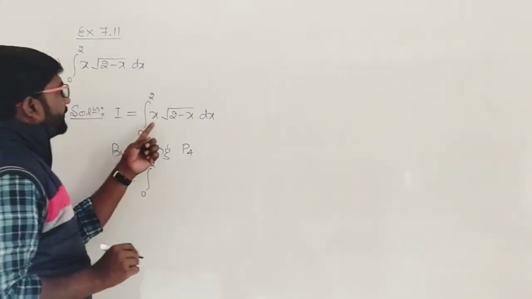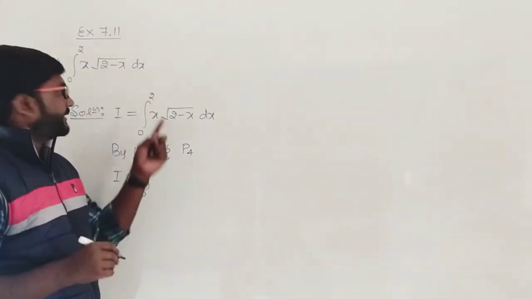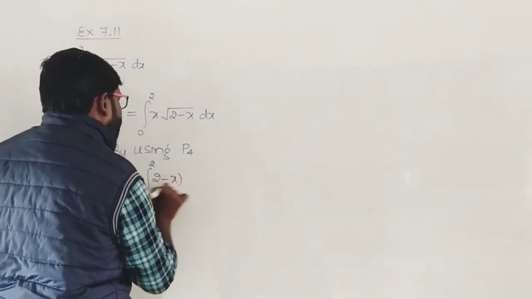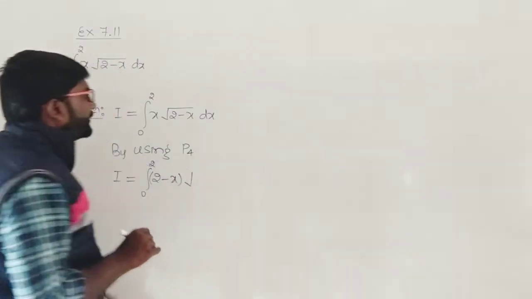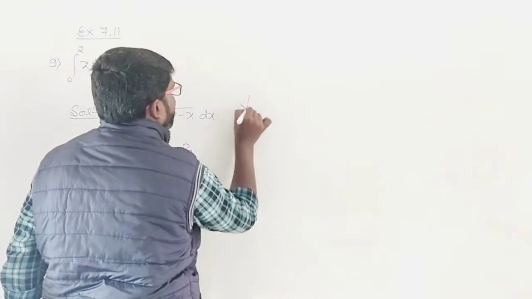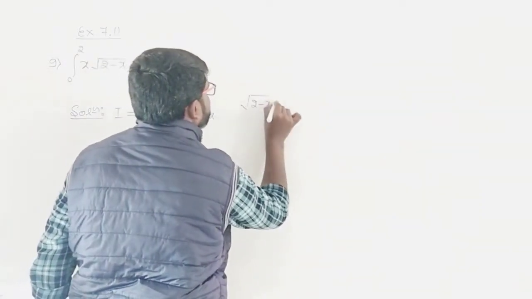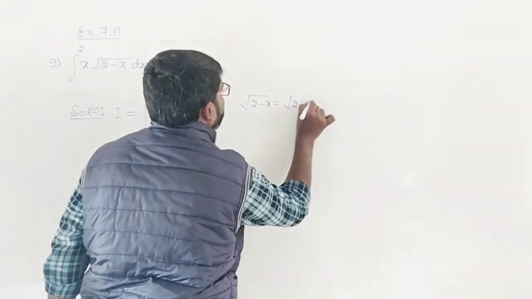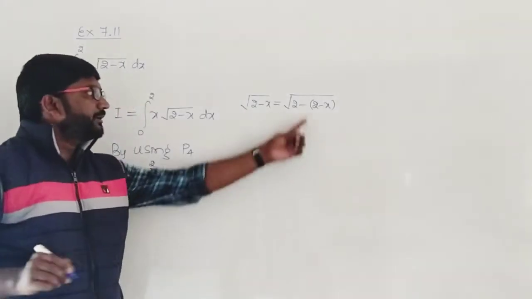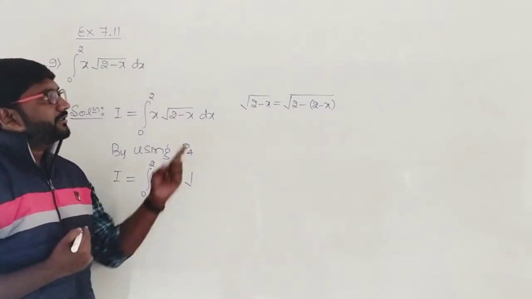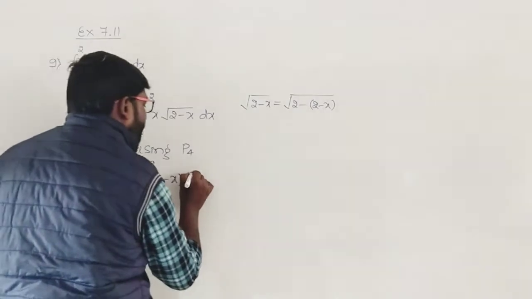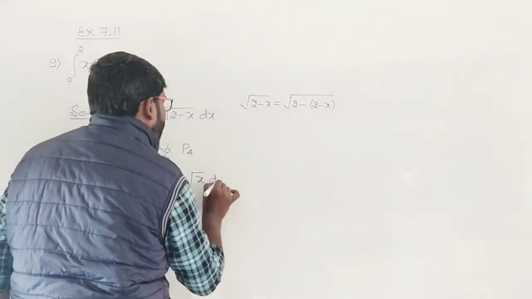So I is equal to integral 0 to 2. Here x becomes a minus x. The value of a is 2, so x can be written as 2 minus x. Then inside the square root, 2 minus x becomes x. For example, the square root of 2 minus x becomes a minus x, that is 2 minus x now. So multiply the minus inside the bracket. Here 2 minus 2 cancels, minus into minus becomes plus. So we get root x dx.